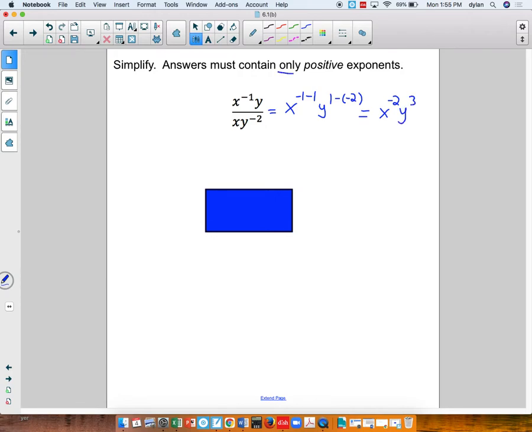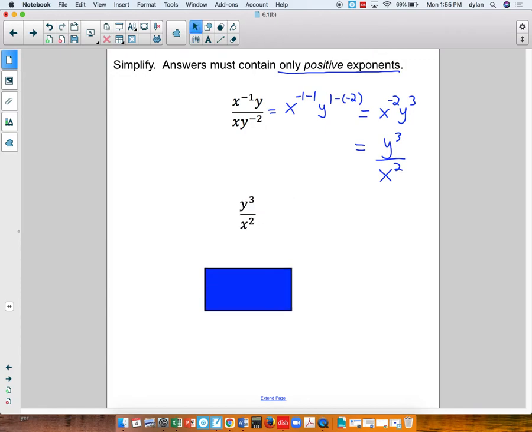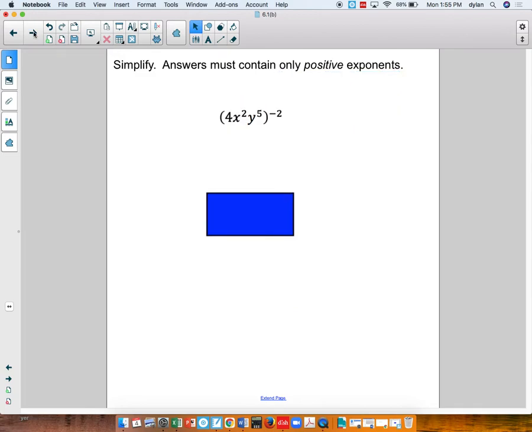However, our answer has to have only positive exponents, so we need to remember to flip the sign and go across the line. So in other words, this is the same thing as y cubed over x squared. So a few more steps for this problem because of those negative exponents. All right, our next problem here.